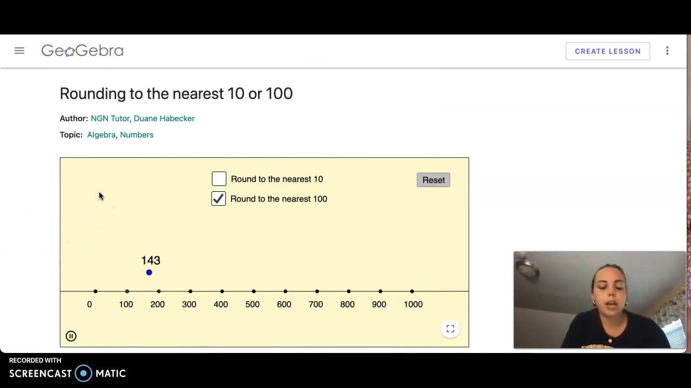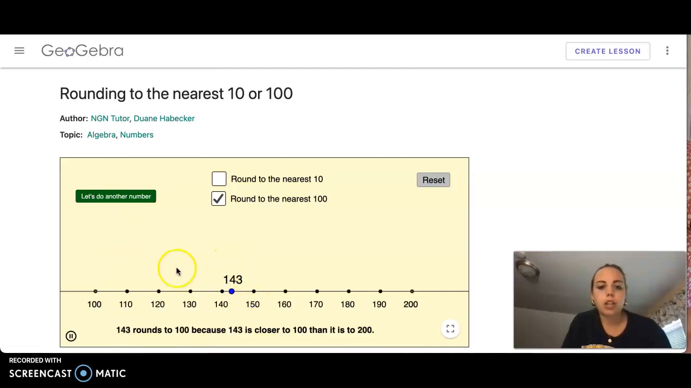We're going to place it on the number line. Let's zoom in really quick. As you can see, 143 is closer to 100 than it is to 200, so therefore it's going to round down, and we're going to round to 100.